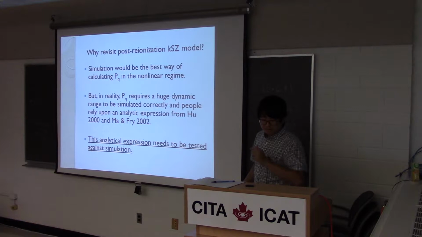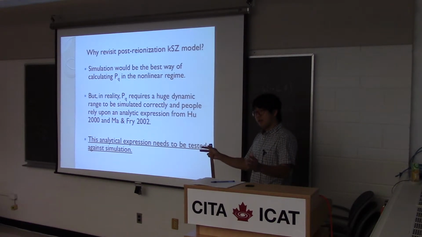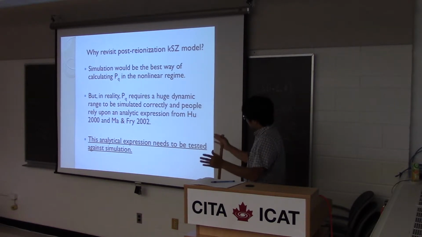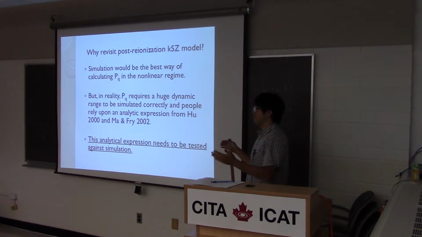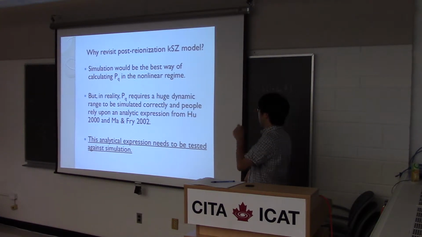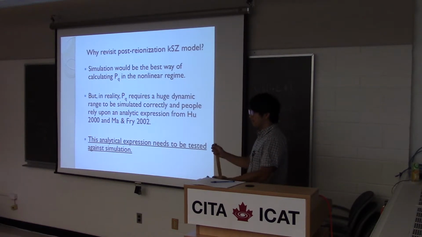So let me briefly clarify why we want to revisit this post-reionization model. In principle, to model this nonlinearity, we want to run simulations and then calculate the momentum power spectrum out of it, to come up with this nonlinear momentum power spectrum. For the reason I'll explain in a minute, modeling the momentum power spectrum requires a huge dynamic range. It has to have a large box and high resolution at the same time, which makes it quite expensive to actually run simulations for every different set of cosmological parameters.